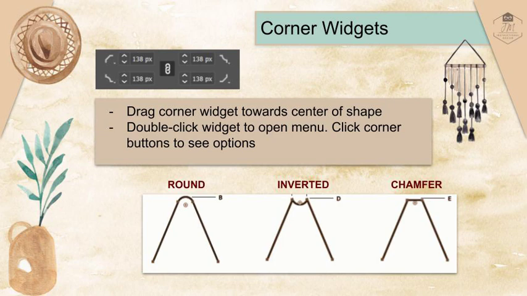You have options with the corner widgets. Whenever you click and drag a corner widget towards the center of the shape, you are now rounding out the corners. If you double click on the widget, it opens a new menu. There are 4 different corner buttons you can select with the options of round, inverted, or chamfer.